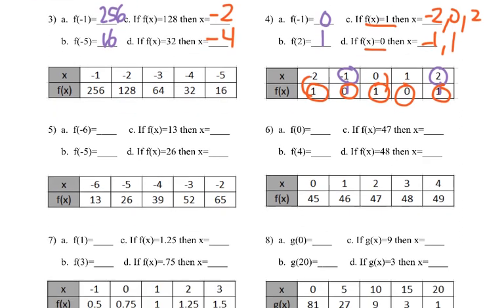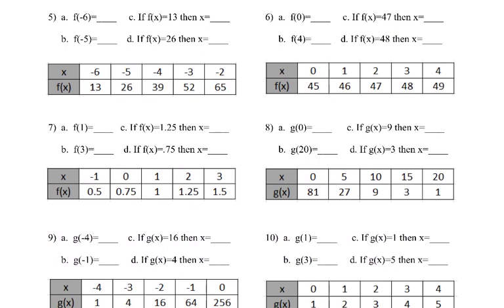Okay, number 5. F of -6. -6 is right there. Goes to 13. F of -5, right here, goes to 26. F of x equals 13. So 13 goes back to -6, right, because they're connected. And if we know 26, I know that that's going to have to be -5 based off that other piece. And I guess I was supposed to write these in red, wasn't I?